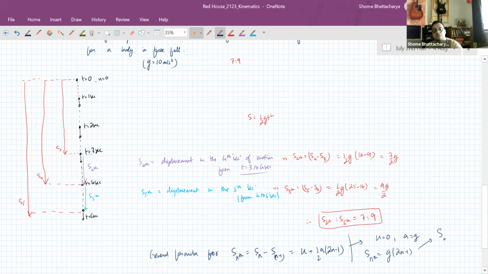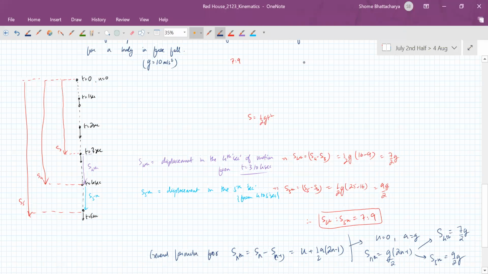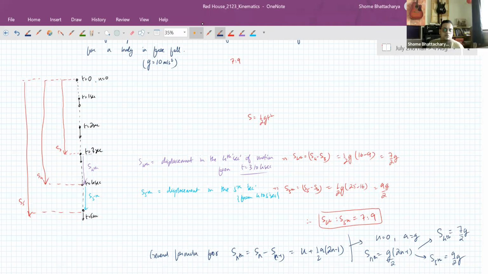So displacement in the fourth second is 7g by 2, and displacement in the fifth second is 9g by 2. So if you remember this as a special formula, that's also fine. But as I said, you don't need to memorize it as a formula. You can just understand the logic of how it was derived and apply that logic in any question where you need to calculate this kind of thing. Anyhow, hope this question is clear. Please let me know in case of any doubts. A number of people have sent me the correct answer, so that's good.